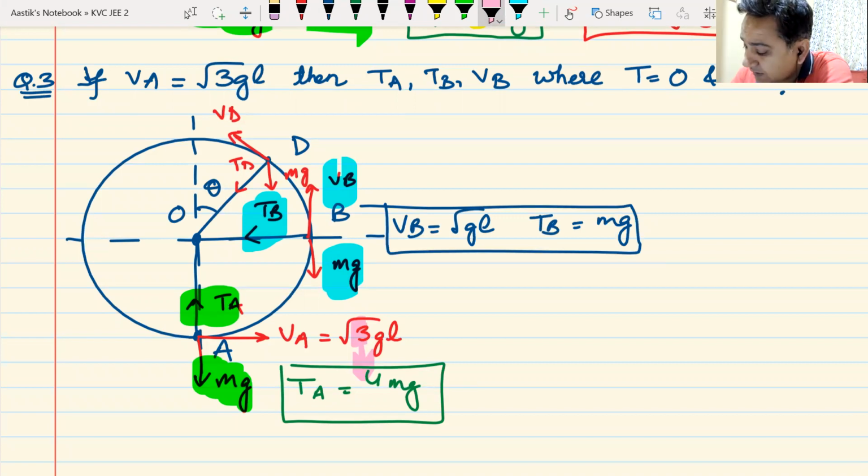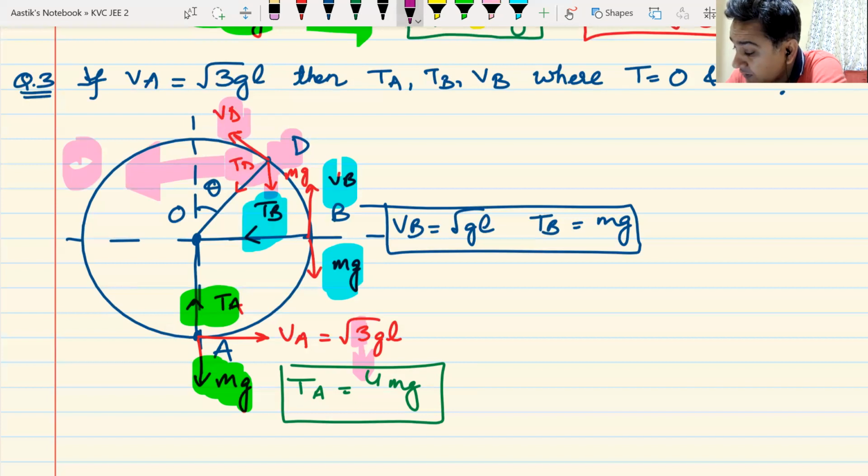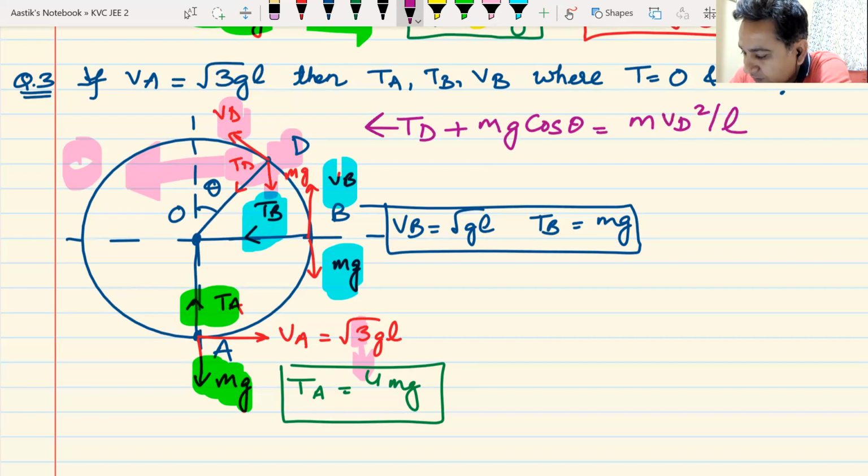Let us now bring attention to point D. Can I have the equation quickly at point D? Remember, this has to be 0. The tension at point D is 0. So tension at point D plus mg cos theta is equal to m into Vd square by L. Now this is 0, correct? Yes. So this is 0.